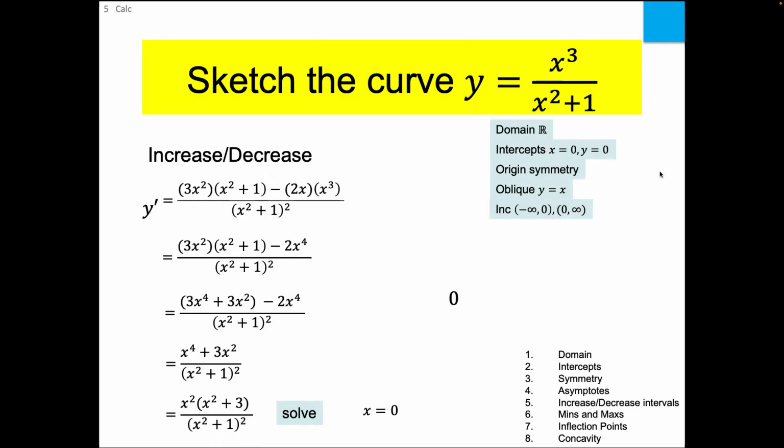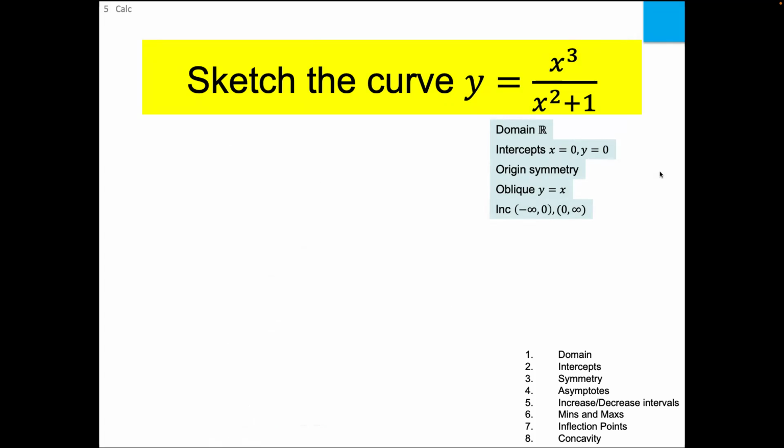Mins and maxes. Well, it's increasing, no decreases, so there is no min or max. We're supposed to take that, set it equal to 0, and solve. We got 0. But how do we find its min and max? We look at this, and since it's only increasing, it therefore has none. Okay. Matt, what's next? It's right there.